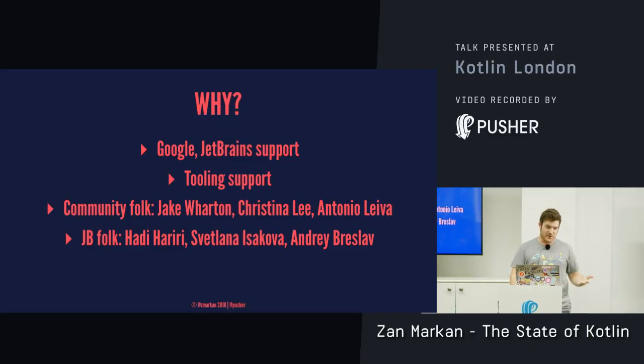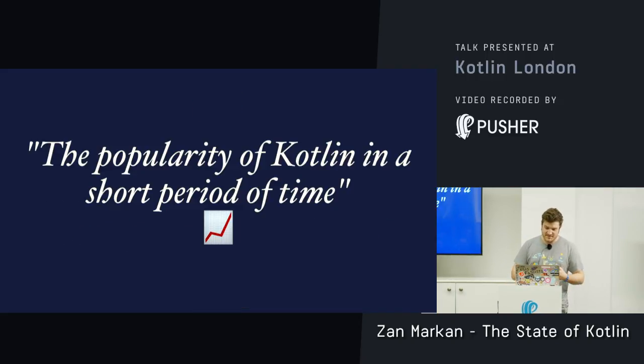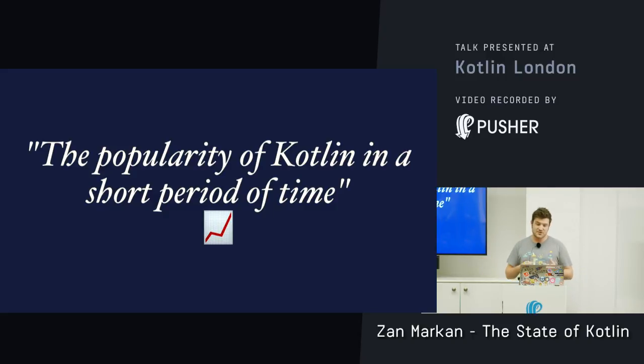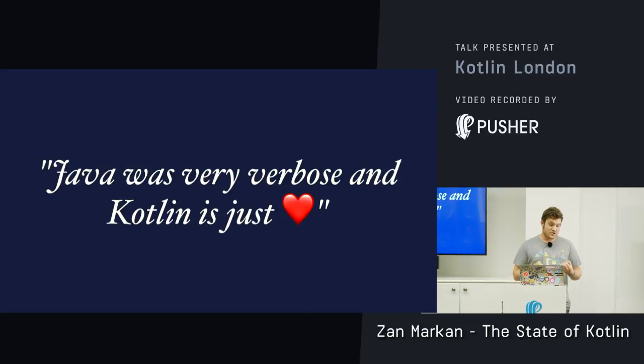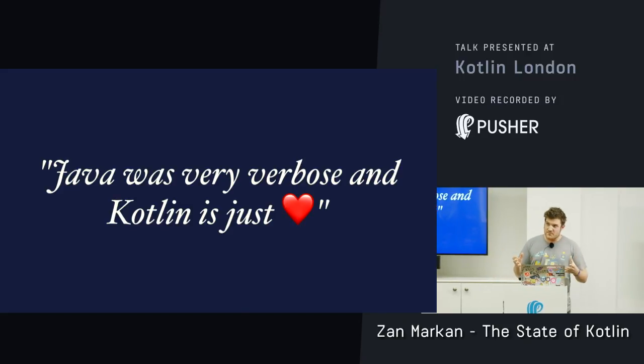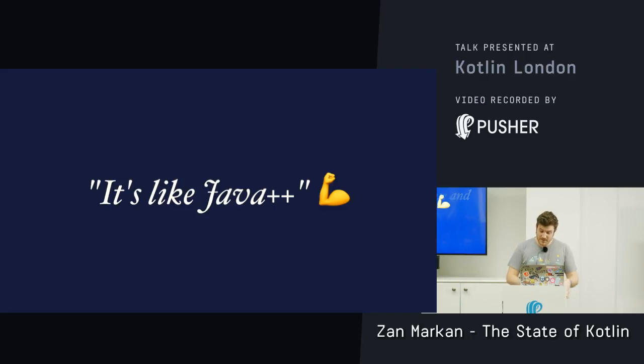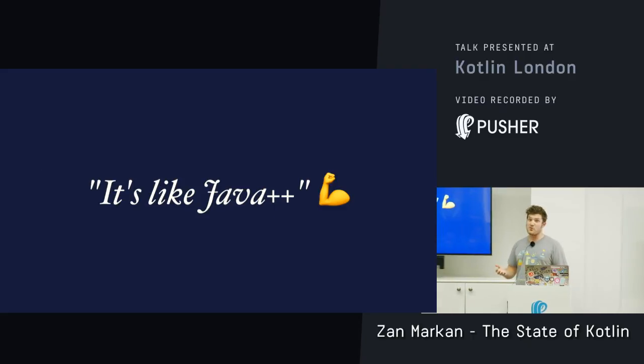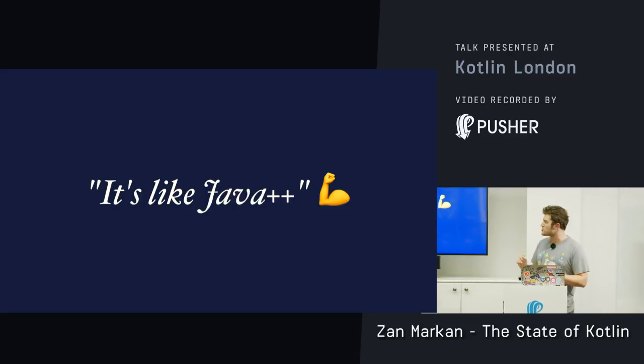So yeah, among other quotes and reasons why people picked it up is the popularity of Kotlin in a short period of time. We've seen the hockey stick graph. It's really astonishing. Java was very verbose, and Kotlin is just love and happiness, I guess. I think Java being Java was one of the biggest, most often repeated reasons why Kotlin is so popular. So, for instance, this one, it's like Java++, although I don't know what to think about this.